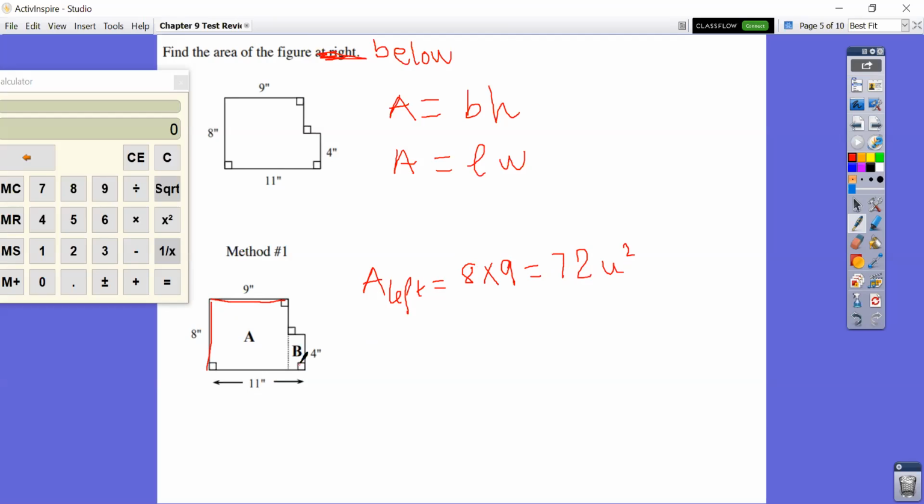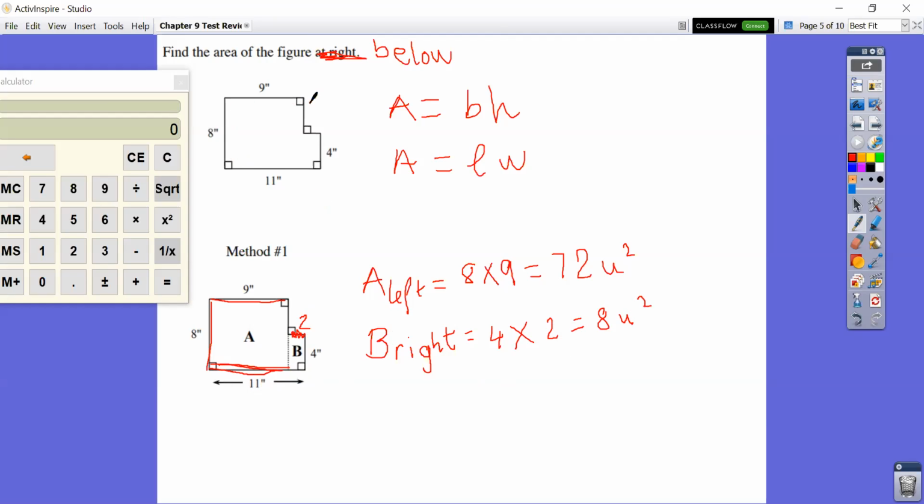Area on the right, the B. Okay, area of the B, on your right side. All right, so we are looking for the missing link. Right here is 4. What is the missing link right here? We don't know, we need to find out. So we have 4 times a missing link. From here to here is 9. So 9 plus what equals 11? 9 plus 2, so the missing link equals 2. 4 times 2 equals 8 square units.